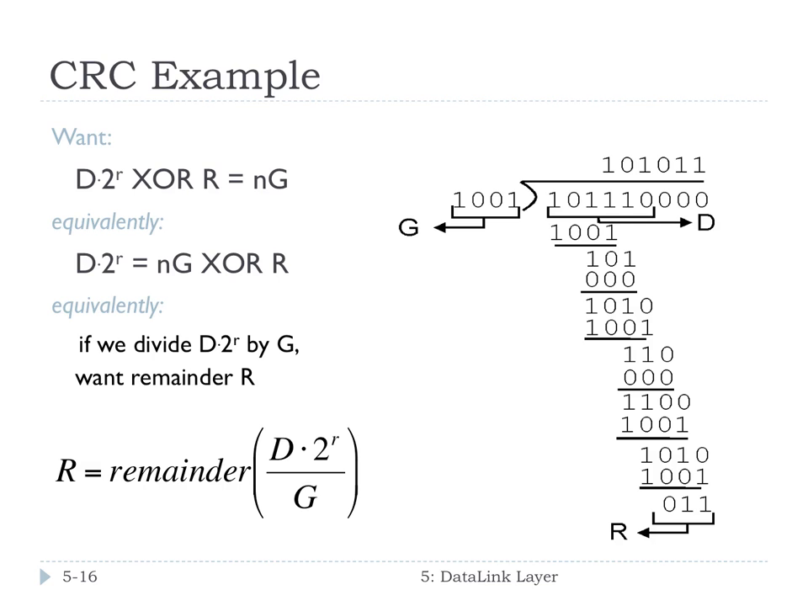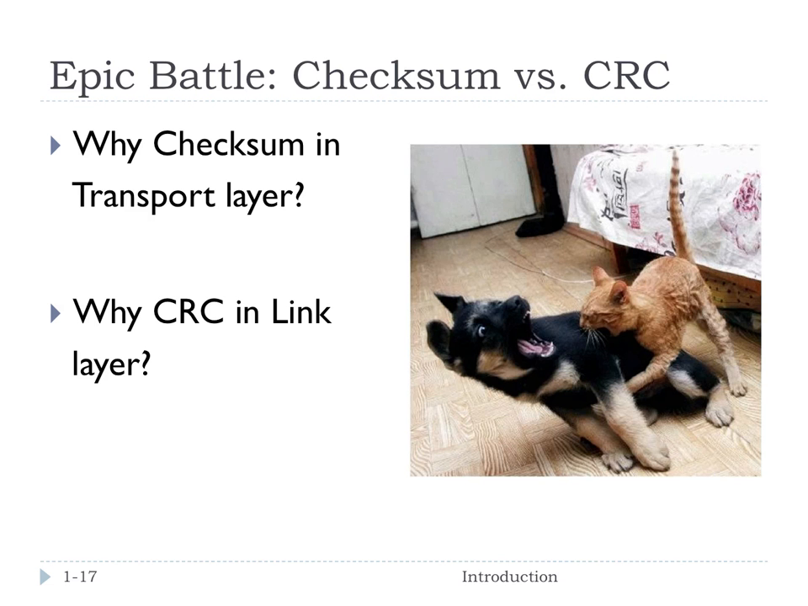Okay, so we might say there is this epic battle between checksum and CRC. Why do we have a checksum? Why don't we have a checksum at the transport layer? And this kind of goes back to what I was just saying. And why do we use, since CRC is so much better, why not just use CRC everywhere? Thoughts?